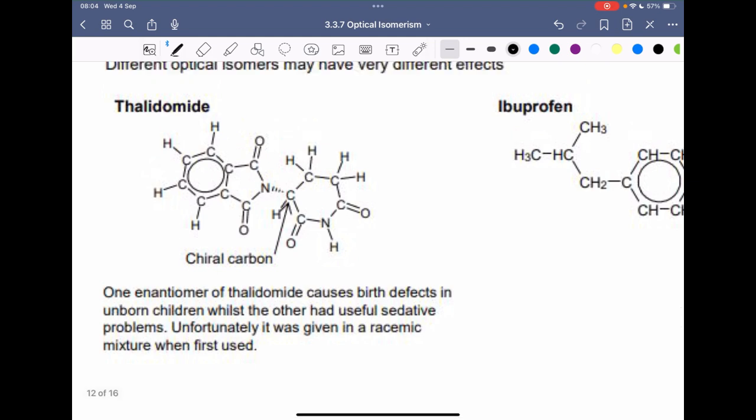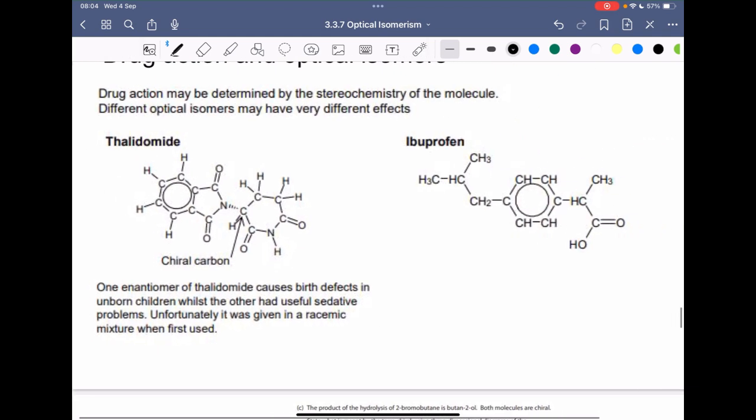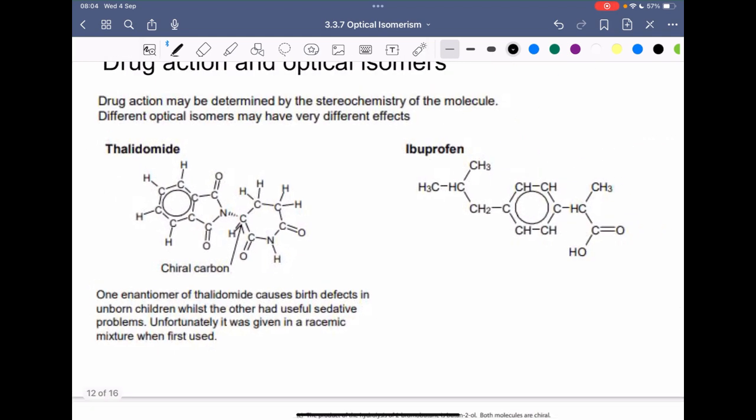So basically, in medicines, they have to make sure they have the right enantiomer, because one enantiomer could have a negative effect, and the other one could actually be really useful, okay? But you only want to have the useful one, which is a problem sometimes, especially when a racemate mixture is formed. You need to separate the two.